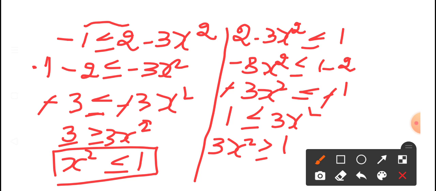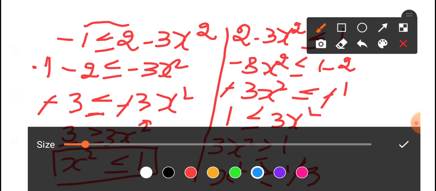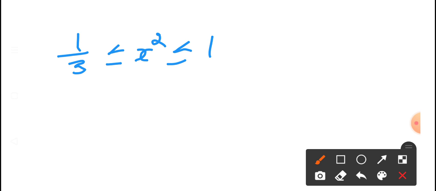And x square is greater than or equal to 1 by 3. The 3 goes to the right hand side in the divide. Okay, so x square greater than or equal to 1 by 3. Now we are going to group the two terms. Here x square less than or equal to 1. We group these two terms and get the answer: 1 by 3 less than or equal to x square less than or equal to 1.